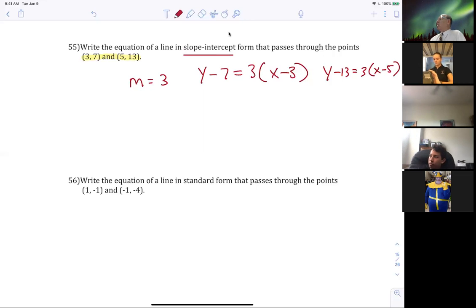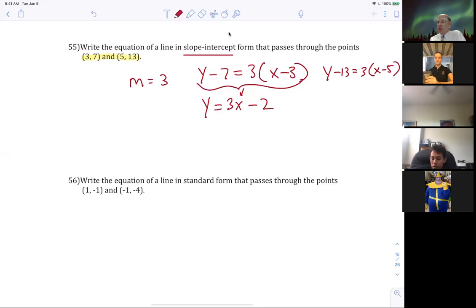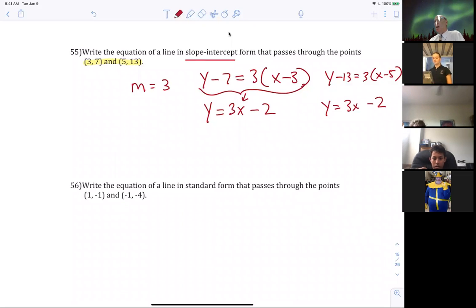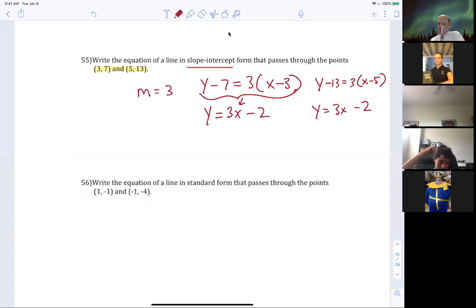So now, please, we're going to work on mental math. Put your eyes up. I want everybody to look up and say, that's y equals 3x, negative 9, plus 7 is negative 2. Does everybody see that? You should be able to go from here to here relatively quickly. Now, let's see if that's the same. Y equals 3x. That would be negative 15 plus 13, negative 2. Is it the same line? We already knew that, but we're just confirming it. Does everybody see? Does it matter what point you choose? No. It makes no difference what point you choose.